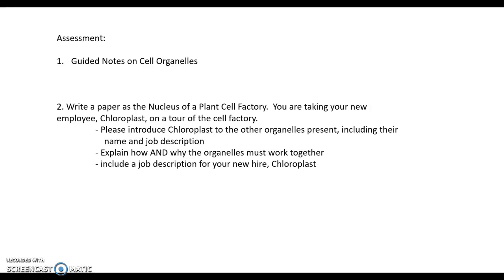So after you have introduced each of the organelles, then talk about the function of those organelles in their relationship to one another and how those relationships help that cell be functional. Okay, and then also make sure, as you're giving the job descriptions, that you do not forget to introduce chloroplast and give chloroplast his job description.